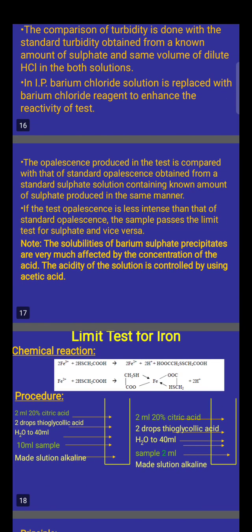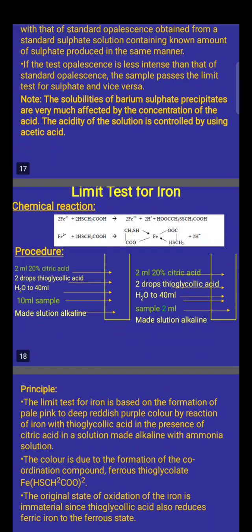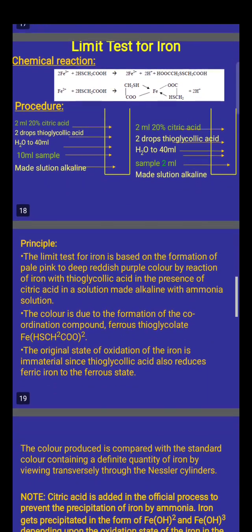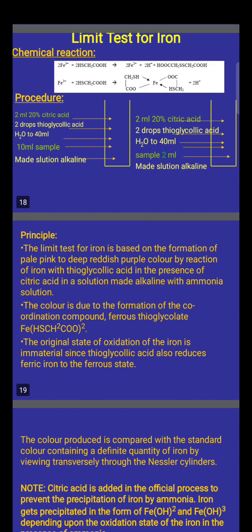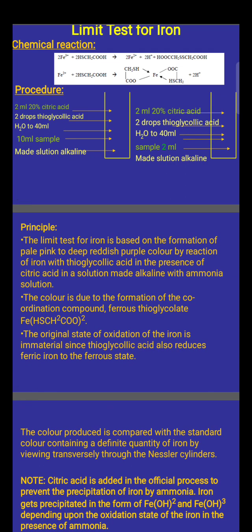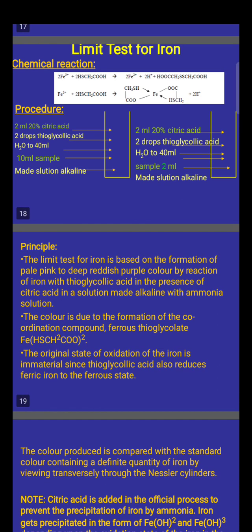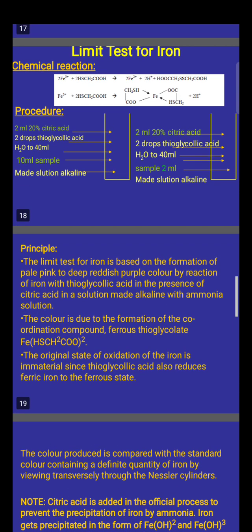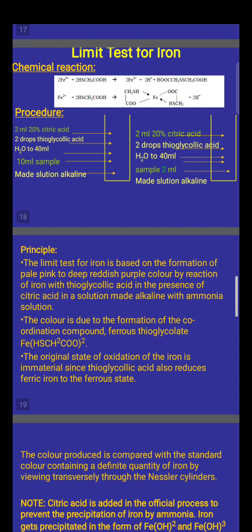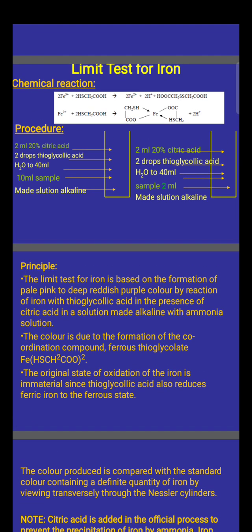Then, limit test for iron, that is the third limit test. Procedure given: 20% citric acid, it is 2 ml, 2 drops of thioglycolic acid, 10 ml sample. Then to make the solution alkaline there is the addition of ammonia reagent also. Citric acid is also added in both of these, in standard as well as test.